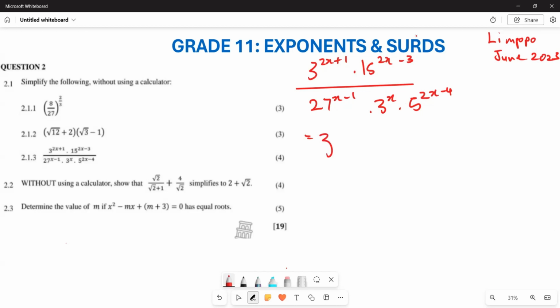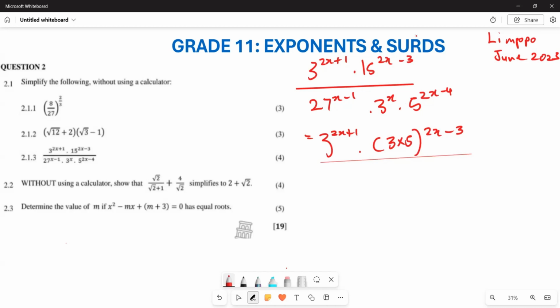So this is still 3 to the power of 2x plus 1 multiplied by, now what is 15? When you say 15 in factor form, your 15 is the same as 3 multiplied by 5. So this is 3 multiplied by 5 to the power of 2x, subtract 3. Then you divide here, right?